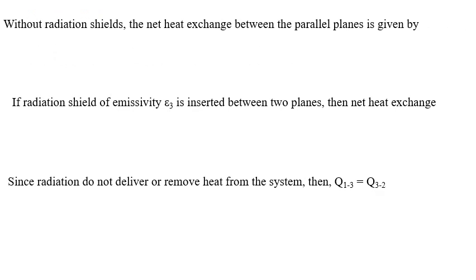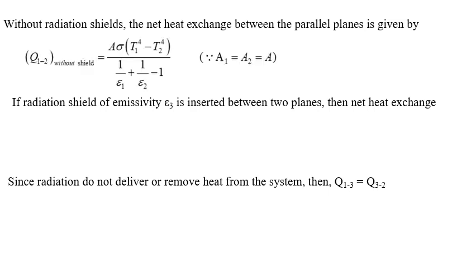First, without radiation shield, the net heat exchange between two parallel planes is given by Q1-2 without shield is A into sigma (T1 to the power 4 minus T2 to the power 4) divided by 1 by epsilon 1 plus 1 by epsilon 2 minus 1. Here A1 is equal to A2 is equal to A.